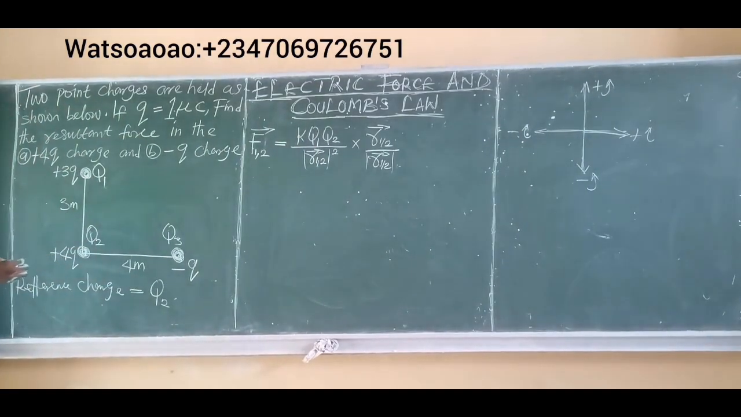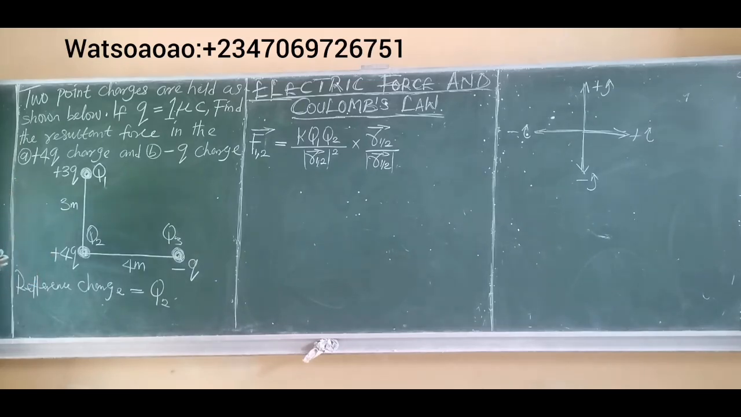Okay, so let's find. Now we know our charge 1, which is plus 3Q. We know our charge 2, which is plus 4Q. Now we're looking for the force between these two charges. Of course, this is going to be a repelling force because the two of them are positively charged, so they cannot attract, rather they will repel. We want to find the force between them.